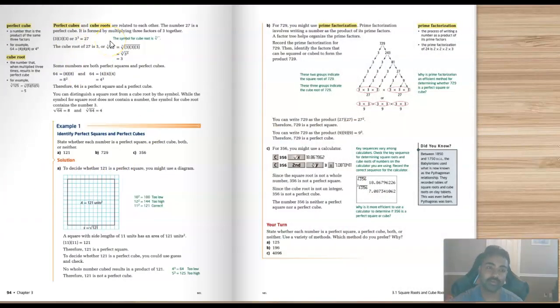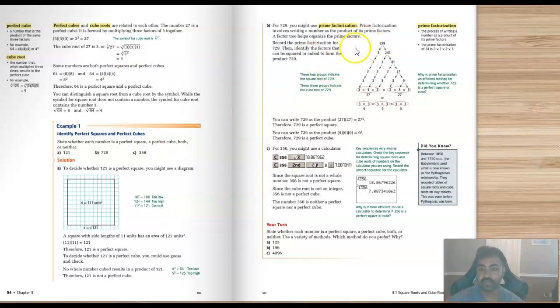Perfect cubes and cube roots, same sort of things, but now we're multiplying the same factor 3 times. So a perfect cube would be 27 because the factor 3 multiplied by itself 3 times, so 3 times 3 times 3 is 27, right? Another perfect cube could be 125 because the factor 5 times itself 3 times, 5 times 5 times 5, gives you 125, right? So we just talked about that.